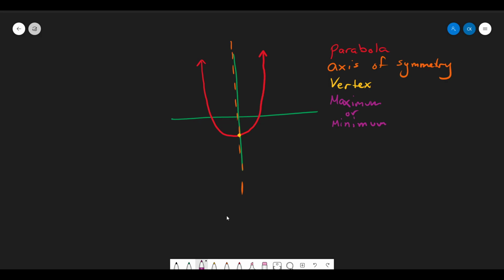Okay? Now, one of these things we'll actually be able to find if it's given to us as a function. We'll be able to find one of these things as a formula, and that is the axis of symmetry.